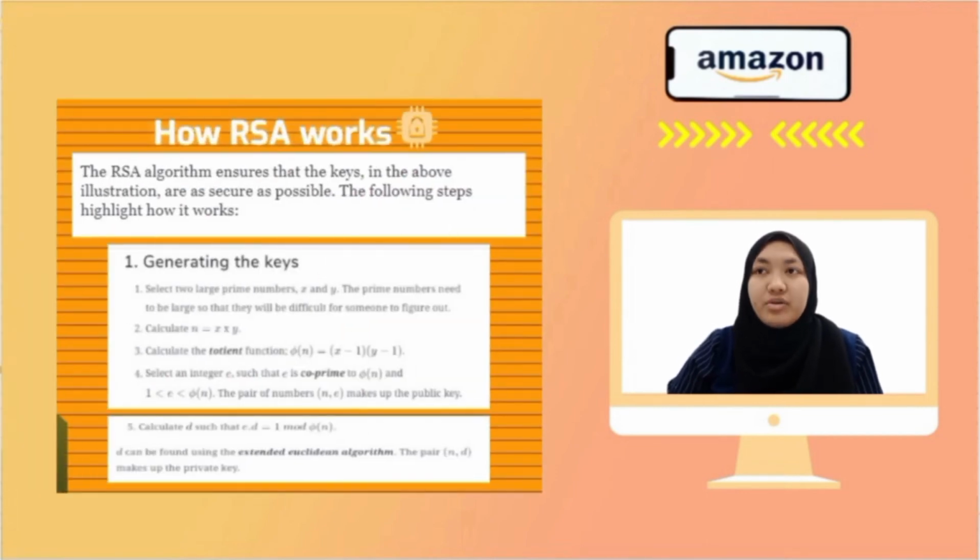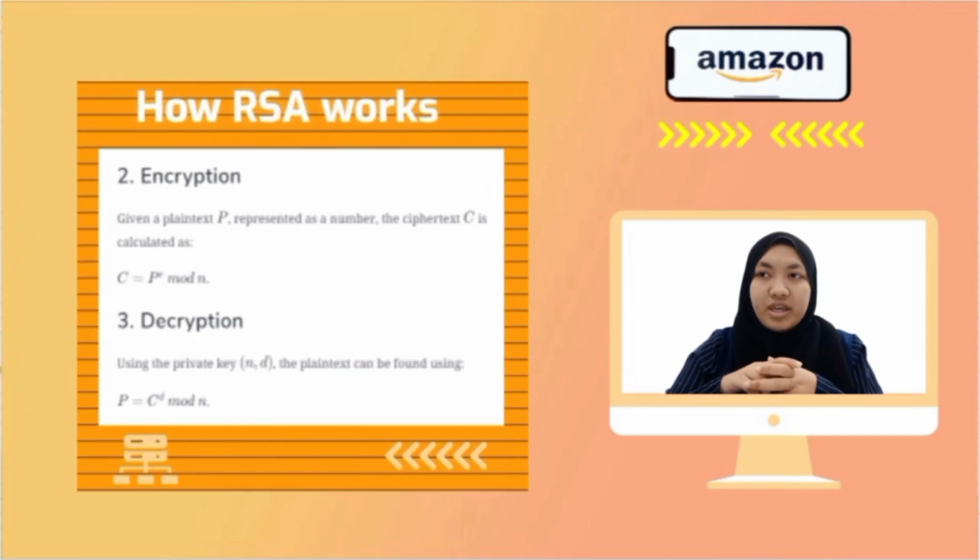Next, how RSA works. The RSA algorithm ensures that the keys in the above illustration are as secure as possible. The following steps highlight how it works. First, generating the key. Second, encryption, representing the message as a number. Third, decryption. In decryption, using the private key.